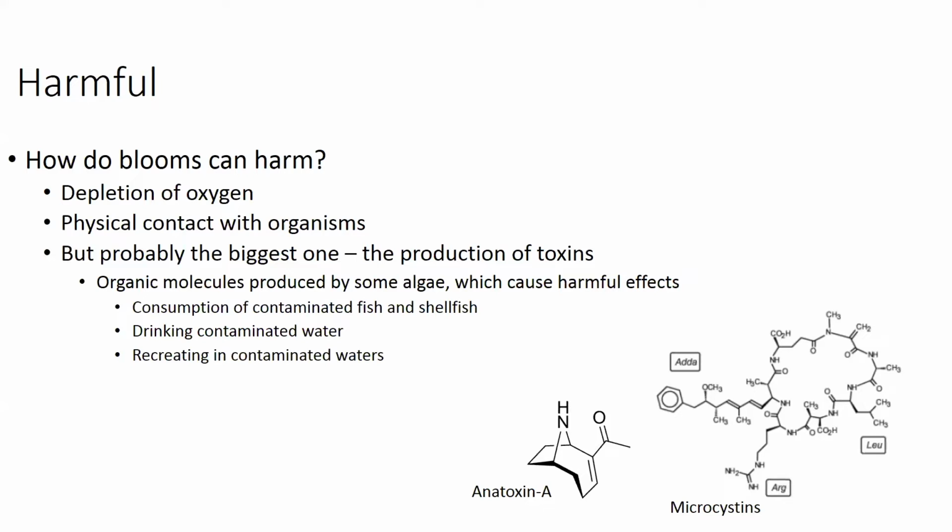But probably one of the biggest harmful aspects of these algal blooms is the production of toxins. And these toxins are organic molecules produced by some algae, which can cause harmful effects. How do they cause harmful effects for us? Well, it can be through the consumption of contaminated fish and shellfish that have the toxin inside of them. It can be from drinking contaminated water with toxin in it, or it can be from recreating in contaminated water. So there are toxins that can give you a dermatitis or a skin rash.